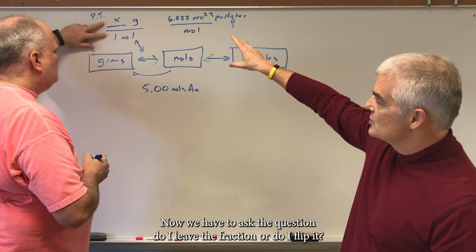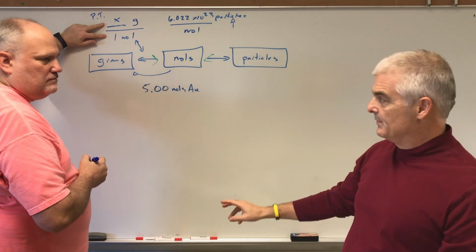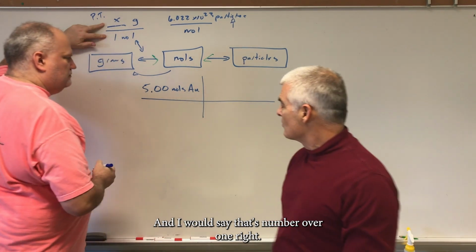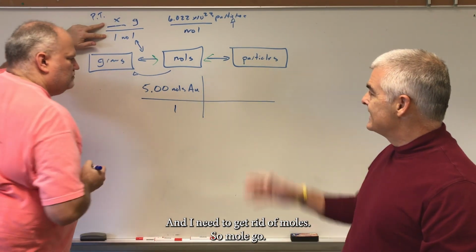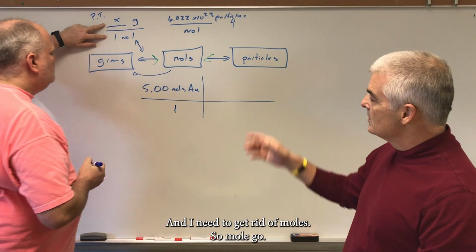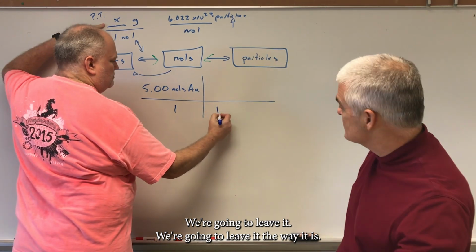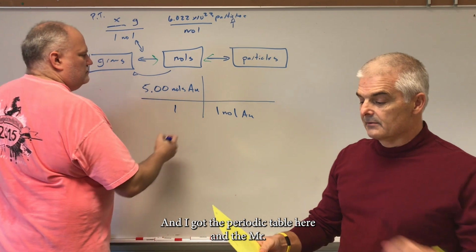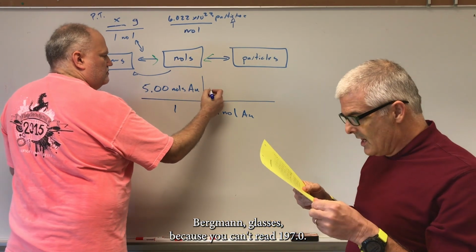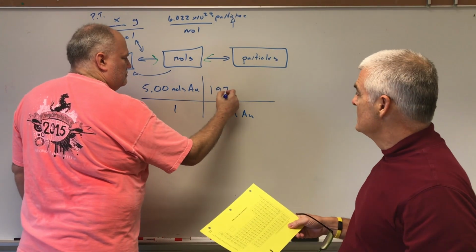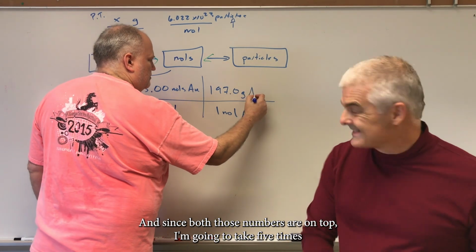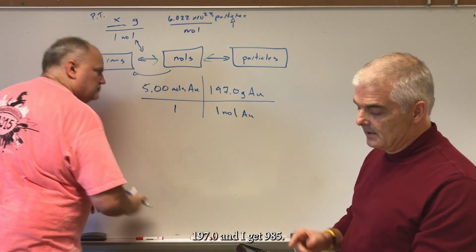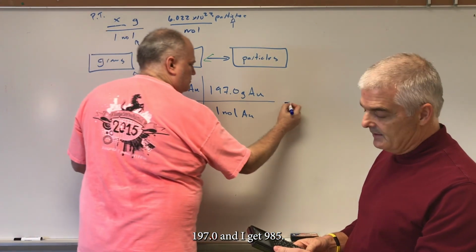Now we have to ask the question, do I leave the fraction or do I flip it? Remember our train tracks? I would say that's number over 1, right? I need to get rid of mole, so we're going to leave it the way it is. So 1 mole is equal to, and I've got the periodic table here, 197.0. And since both those numbers are on top, I'm going to take 5 times 197.0, and I get 985.